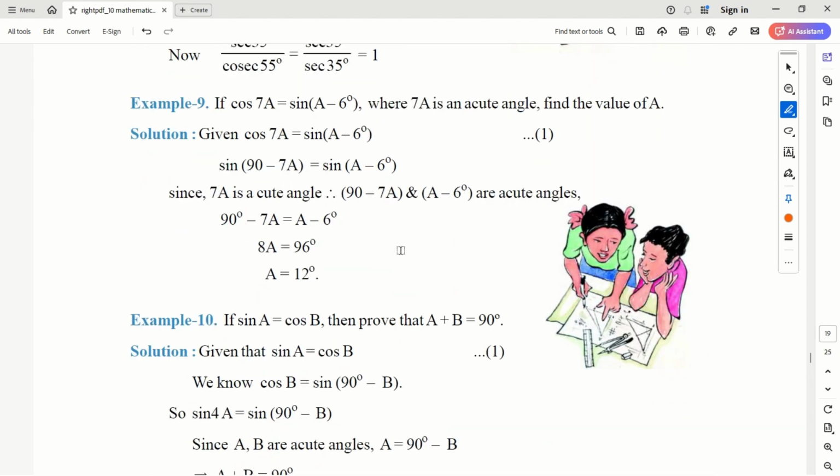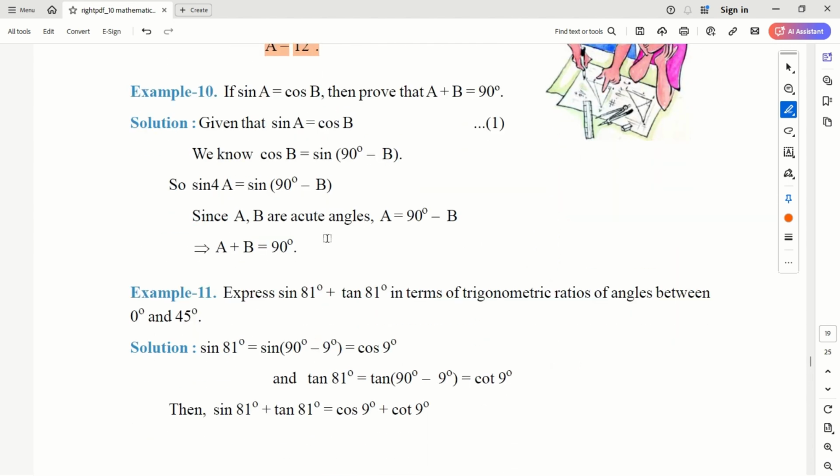Next. Cos 7a equals sin of a minus 6, where 7a is an acute angle. Find the value of a. We know that sin of 90 minus 7a is nothing but cos 7a. Rewriting, now both are sine. Sin of 90 minus 7a equals sin of a minus 6. So the two angles are equal: 90 minus 7a equals a minus 6. Once you solve this, a is 12.